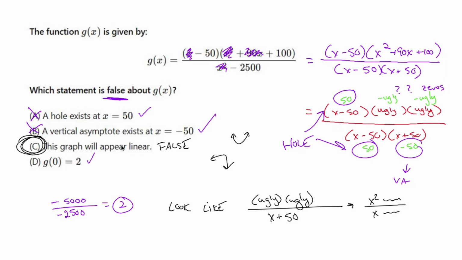So C, this graph will appear linear, is the only one that won't work. It's the false one, which means it's the one that we want. We want the lie, and the devil is a liar. But in this case, we're going with it.